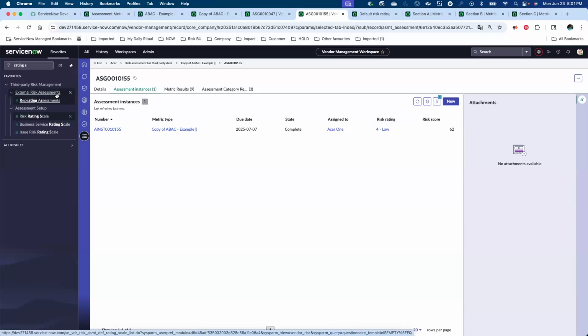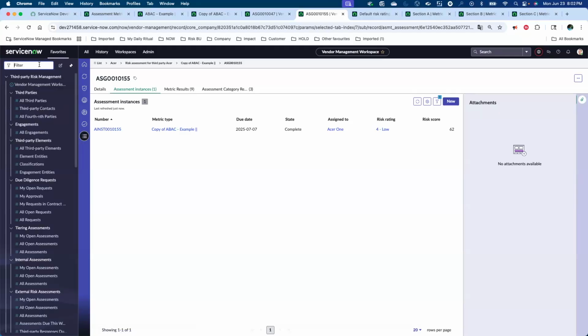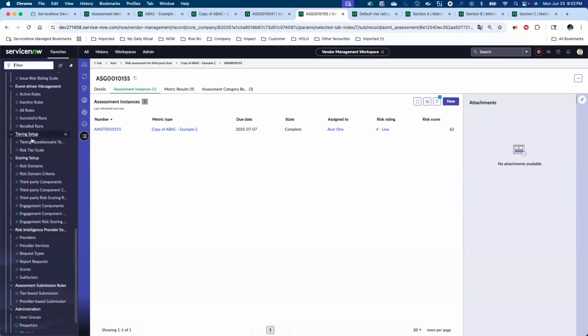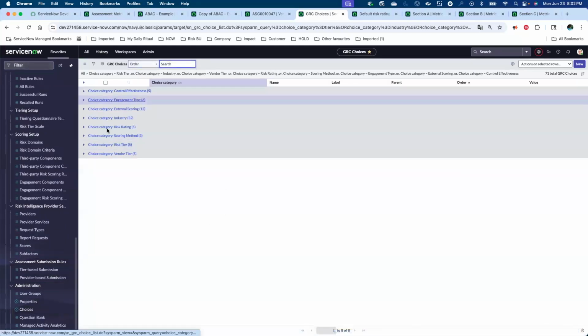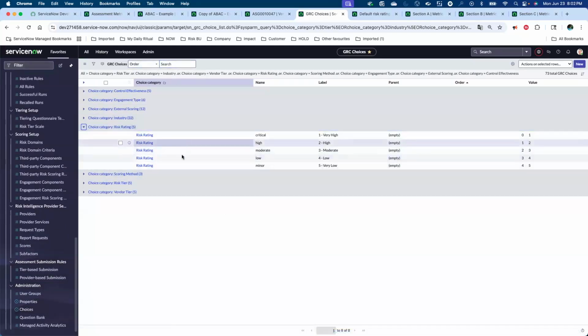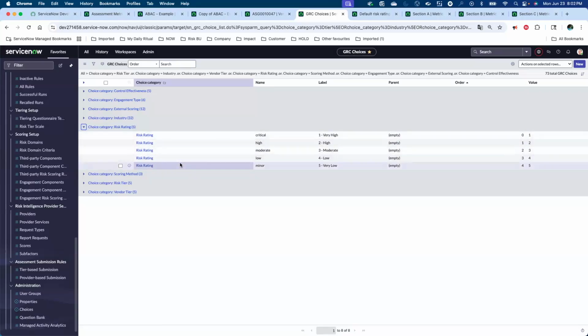So one key call out here for the assessment rating, questionnaire category, questionnaire, and assessment, the rating scale is what is under assessment setup. For the roll-ups, it is under administration, the rating scale under administration is used. So if you go to choices, and then you look at risk rating, this is the rating scale that would be used for roll-ups beyond assessments.